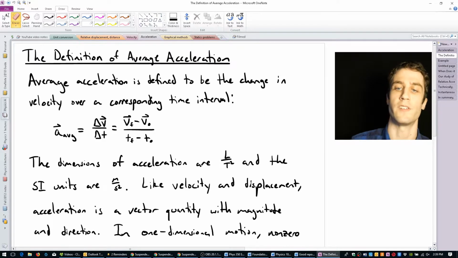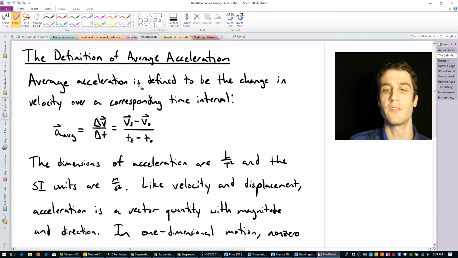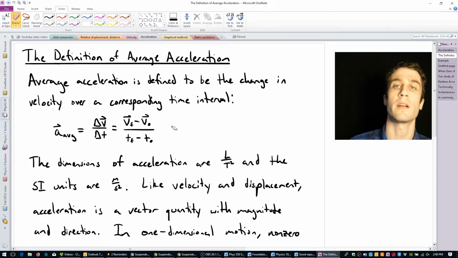Let's talk about the definition of average acceleration. We just define average acceleration to be the change in velocity over a corresponding time interval. So A average is equal to delta v divided by delta t, and that's v final minus v initial divided by t final minus t initial. Go ahead and compare that to the way that we defined the velocity as the change in displacement over a change in time. I'll have more to say about that in a few minutes.